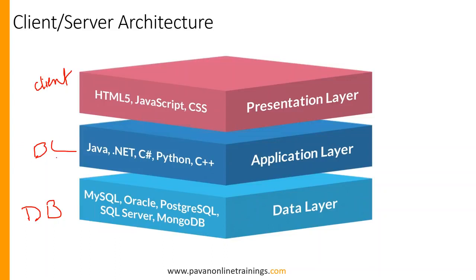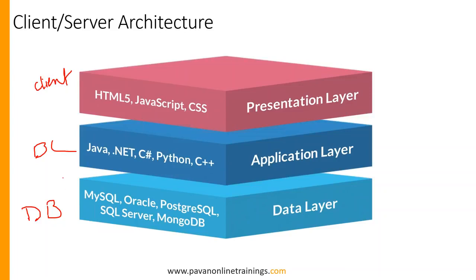So this business logic is nothing but programs. The developers will implement these programs to process the data, and those programs will be implemented in Java, .NET, C Sharp, Python. These are all programming languages. By using programming languages, they'll implement this business logic. So this is called the application layer. Data layer, application layer.